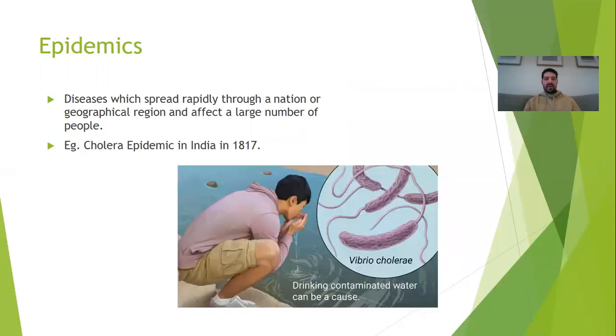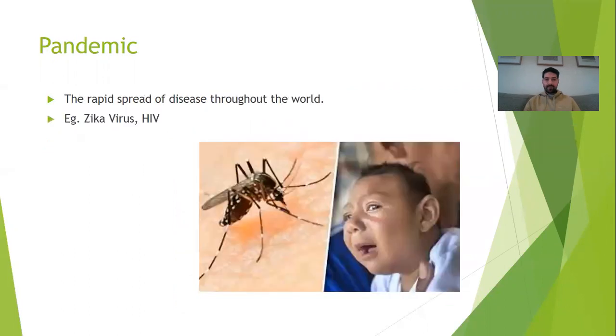An epidemic is a disease which spreads rapidly through a nation or geographical region, and it usually affects a large number of people. So for example, the cholera epidemic in India affected their drinking water, caused really, really bad diarrhea, but was contained sort of within that area, India and those surrounding countries.